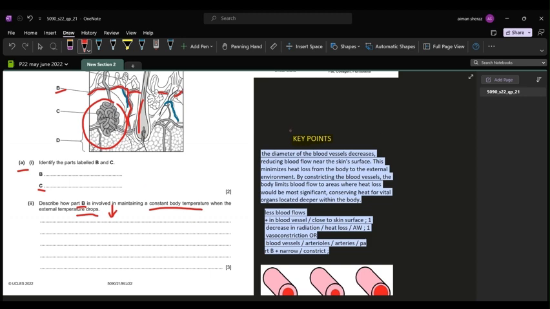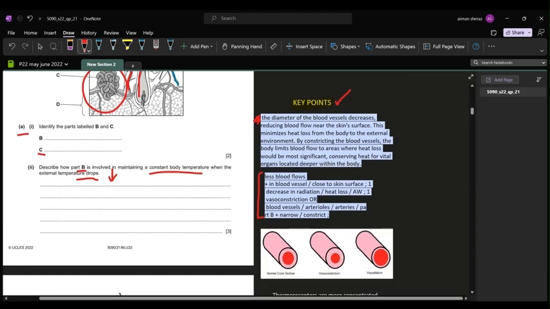What is that? Before I start, let me tell you that with every question you will get key points, which is not the answer. It is actually a more good explanation of the answer, because the answer will appear to you in the mark scheme like this, but I have explained it in sentences or in points to help you understand better what the question is asking you. So we were talking about vasoconstriction. That means the diameter of the blood vessels shrinks or decreases and it reduces the blood flow near the skin surface.